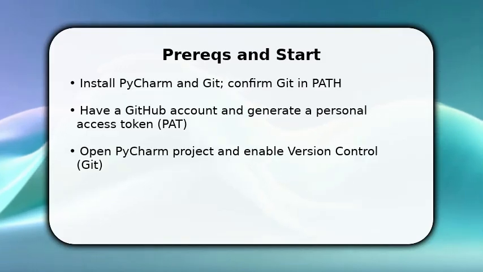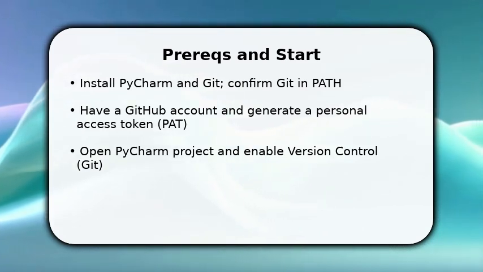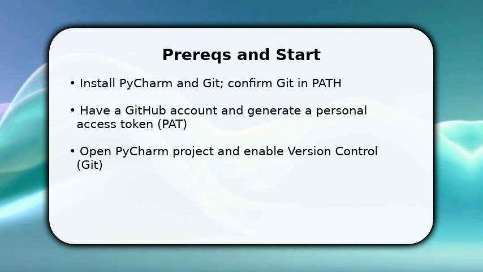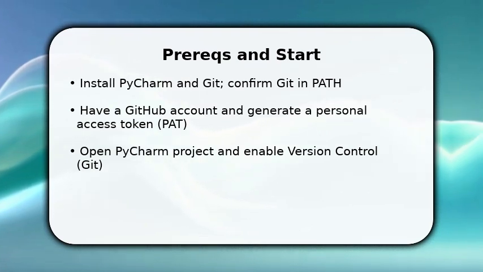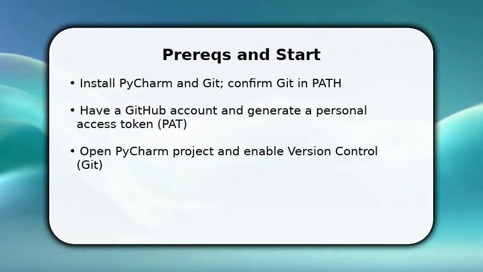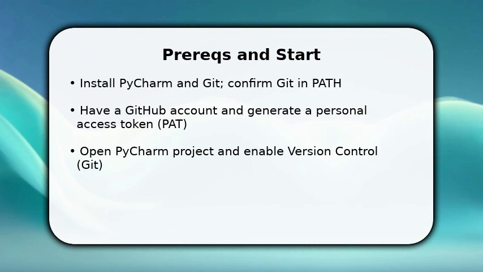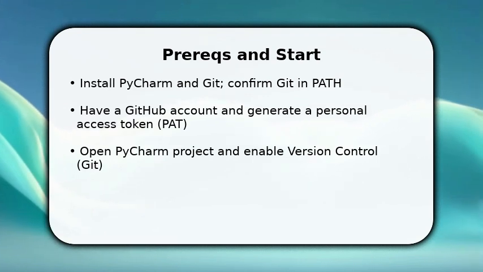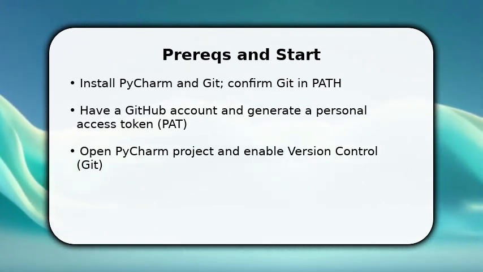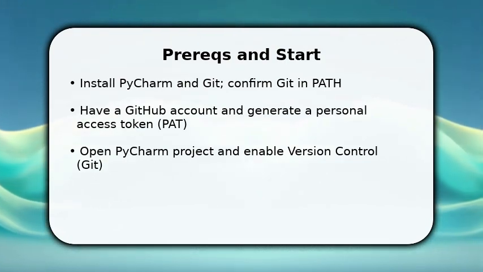You'll begin by confirming prerequisites: Git installed and a GitHub account with a personal access token. Open your project in PyCharm and enable version control Git so PyCharm recognizes the repo. Next, go to Settings, Version Control, Git to point to your Git binary. Test it. Once done, set up your Git user name and email in PyCharm or globally so commits are attributed correctly, and make the first local commit to prepare for connecting to GitHub.